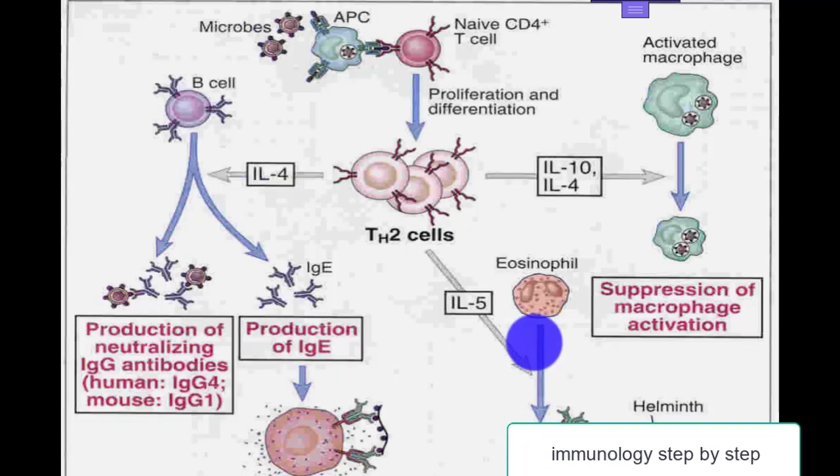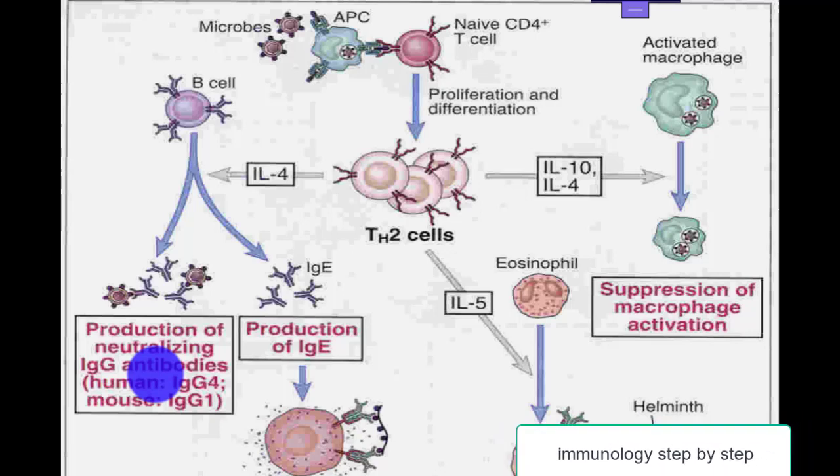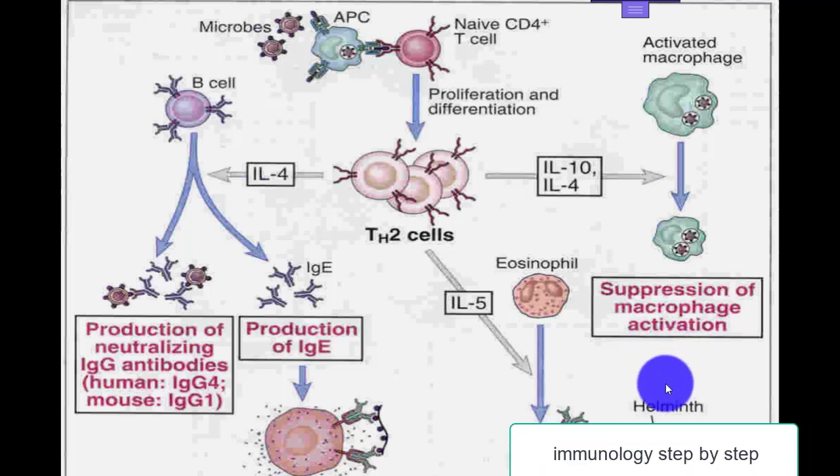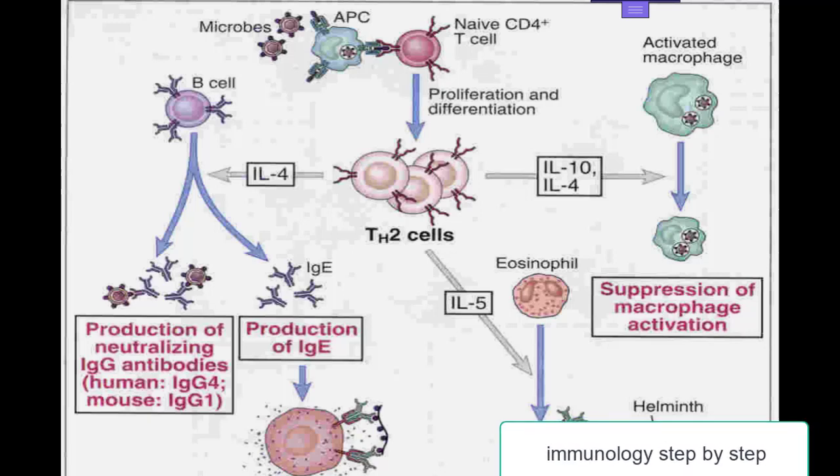The B cells differentiate and produce antibodies against the antigen: mast cell degranulation, production of neutralizing antibodies, human IgG4, mouse IgG1. The activated macrophage, suppression of macrophage activation, eosinophils in parasitic infection.